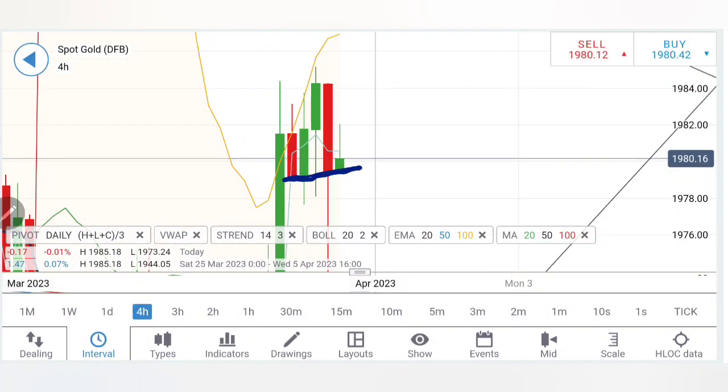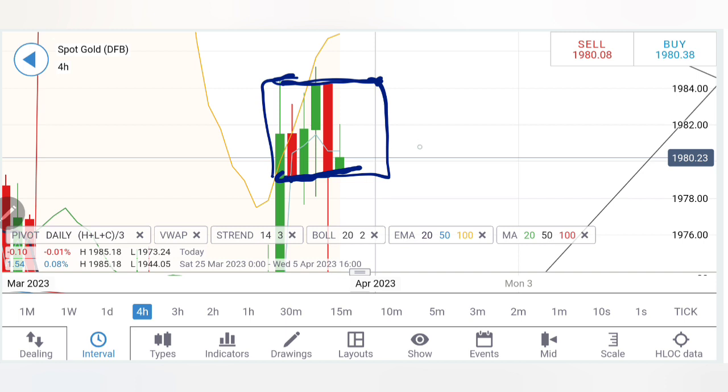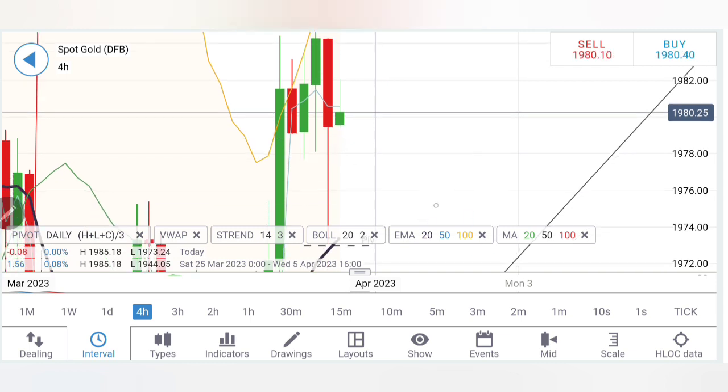And if you look at the 4-hour charts closely, see the closing or opening of these candles are almost at the same levels, and on the upside also the opening and closing are at the same level. So this is either a good support zone or a good resistance zone on the upside. So 1985 is a good resistance, 1978 and 74 levels are a good support level.